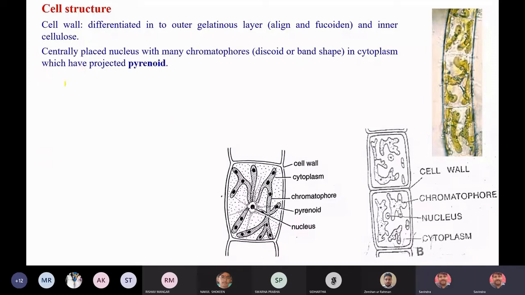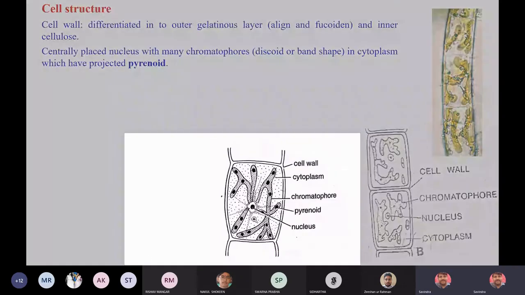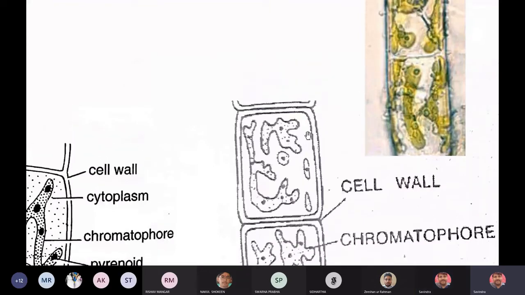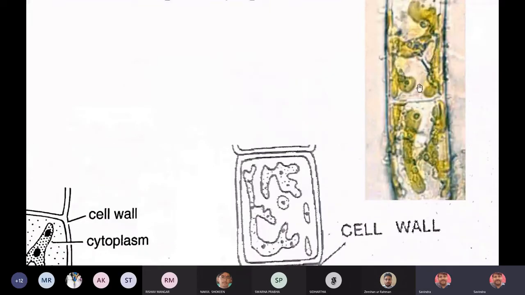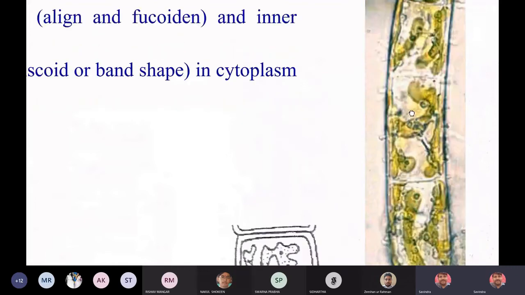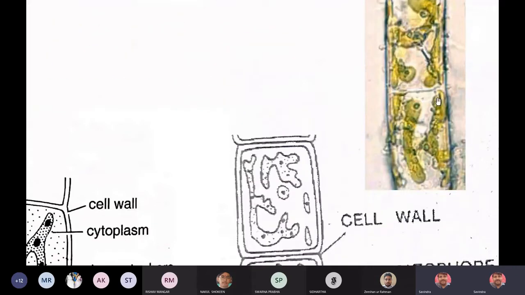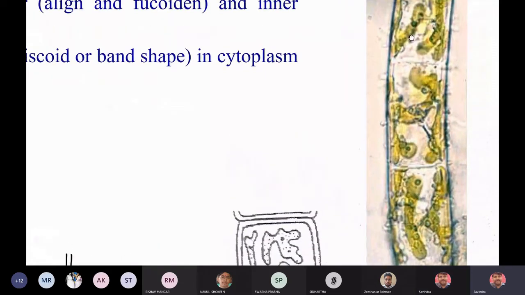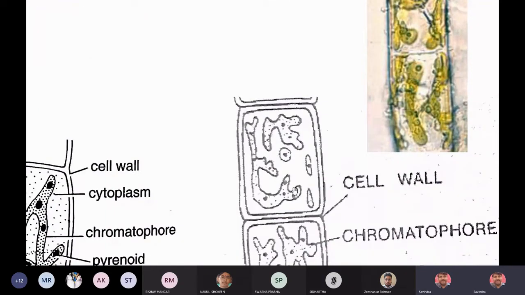And inside the cell, you will see a nucleus with many chromatophores, discoid और band shaped. यहाँ पे जब इसका स्ट्रक्चर आपको दिख रहा है, then you can have a look. You will see there is a very irregular shape of chromatophore or chloroplast, आप बोल सकते हैं. You will see there is no definite structure. This is different in this cell, altogether different in this cell, and different in this cell. Can you see this? Yes, sir.